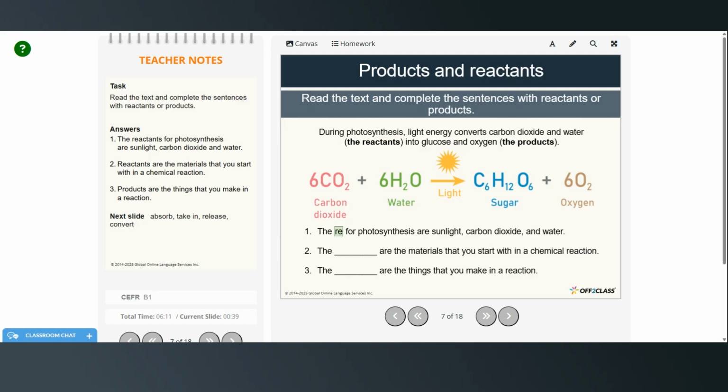Okay, so number one, the reactants for photosynthesis are sunlight, carbon dioxide, and water. Reactants are the chemicals that you start with in a chemical reaction. And the products are the things that you make in a reaction.